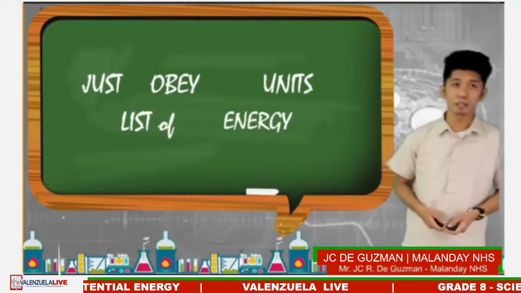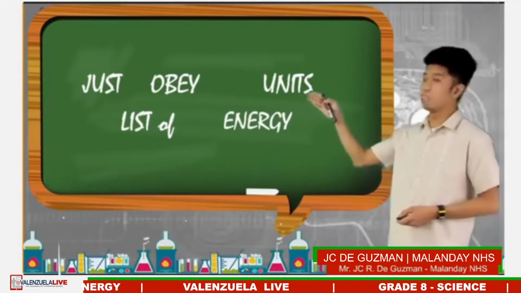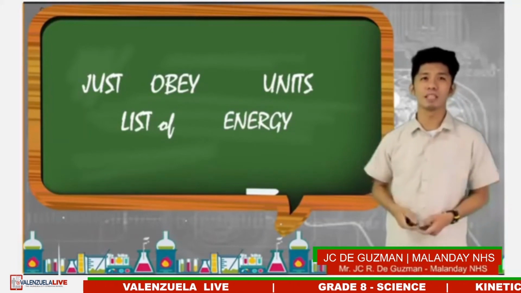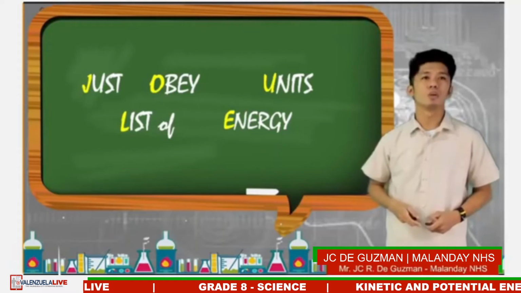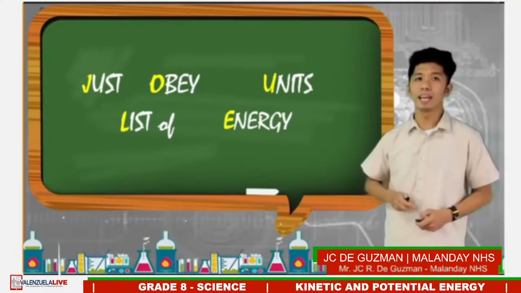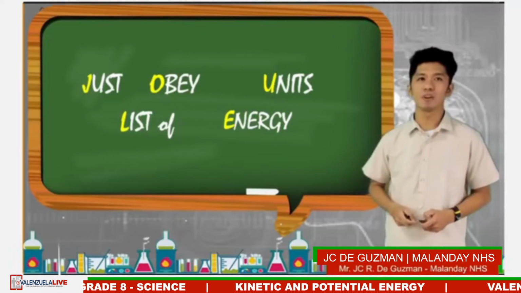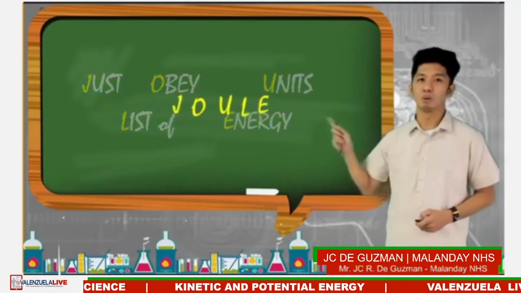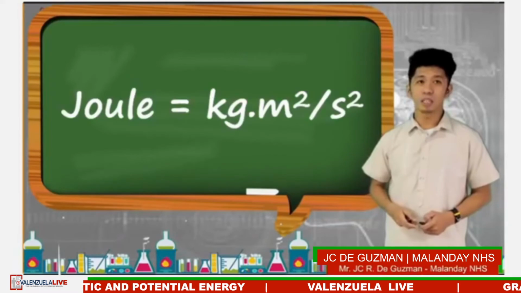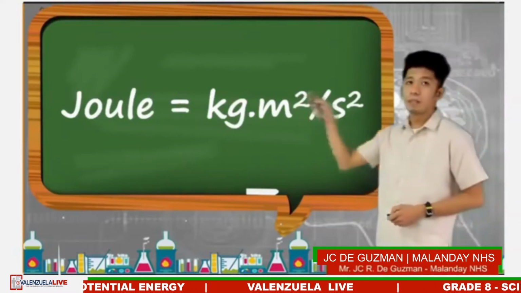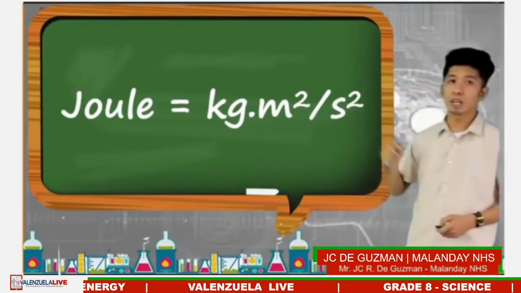And lastly, as a reminder, just obey units list of energy. So what does it mean? You just need to get the first letter of each word. So we have J, O, U, L, and P. And that will be the unit for energy, which is joules. And remember that 1 joule is equivalent to 1 kilogram times meter squared per second squared.